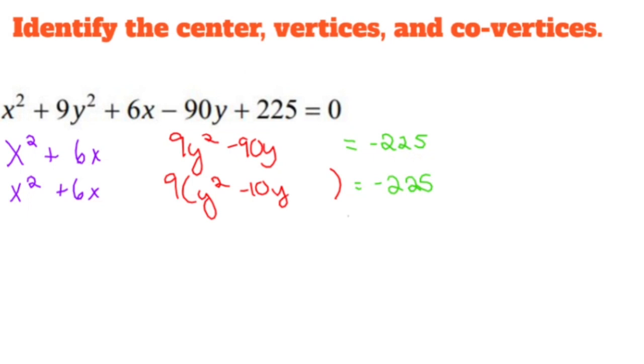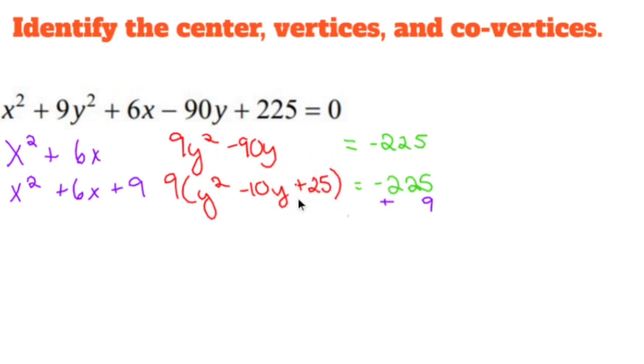Okay, the part here in purple, not so bad. I'm going to add 9. For x, half of 6 is 3, 3 squared is 9. Got to do the same thing over here. I'm going to take half of negative 10, which is negative 5, square that and make it 25.